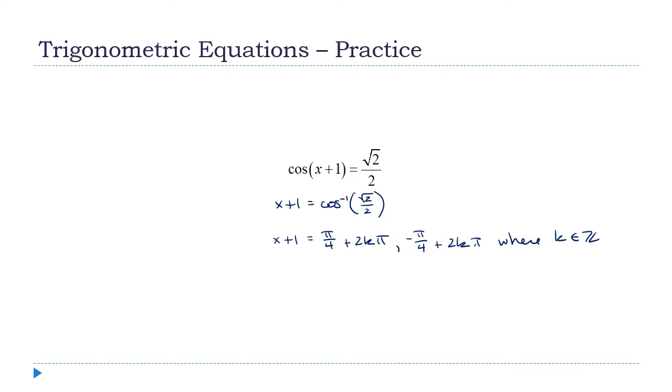Okay, but now I've got to deal with that plus 1. Well, look, just subtract 1 from both sides, just like we always do. Just do it for both of the solutions. So x is pi over 4 minus 1 plus 2k pi, or negative pi over 4 minus 1 plus 2k pi, still where k is an integer. And there you go. There are my answers.